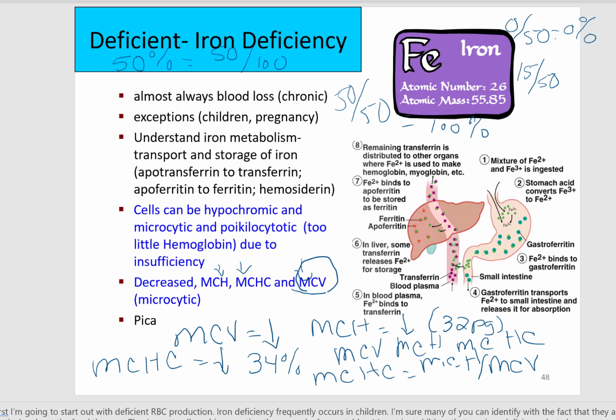Let me say it again a different way. In iron deficiency, the red blood cells are so poorly made, they are so small, reduced in mass, that when they're divided by their volume, their overall percentage, their MCHC, which is a mass to volume ratio, is also reduced.